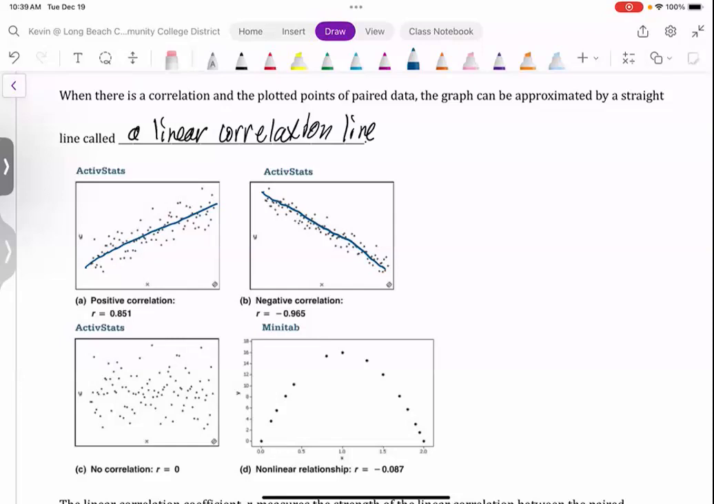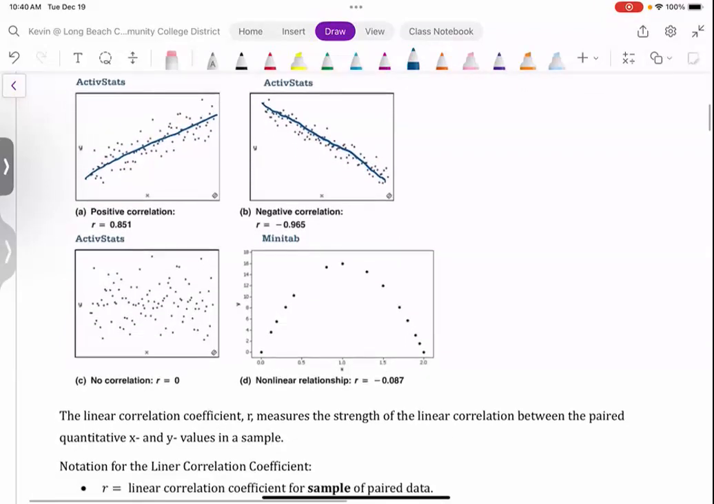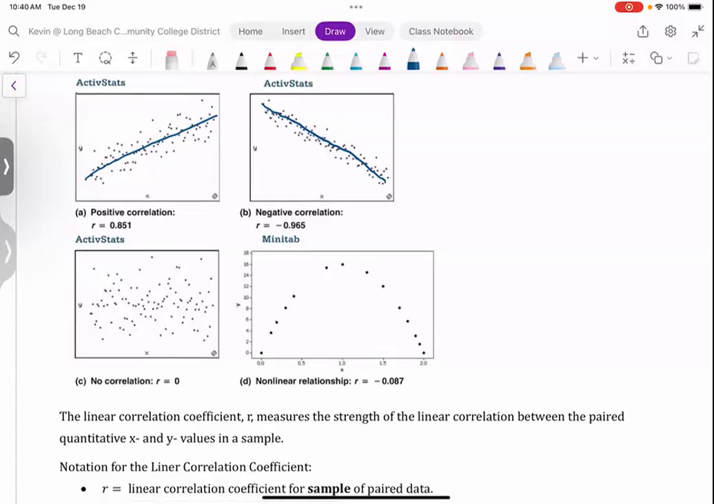Now, these other two graphs are showing us that we do not have a correlation. In fact, in graph C here, there is no correlation of any kind. It's just a bunch of scattered points, there's no one line or graph that could make it work. However, if we look at graph D, we can definitely see there's a correlation. It's just definitely not linear, meaning there isn't a straight line that's going to work. This one looks parabolic to me.